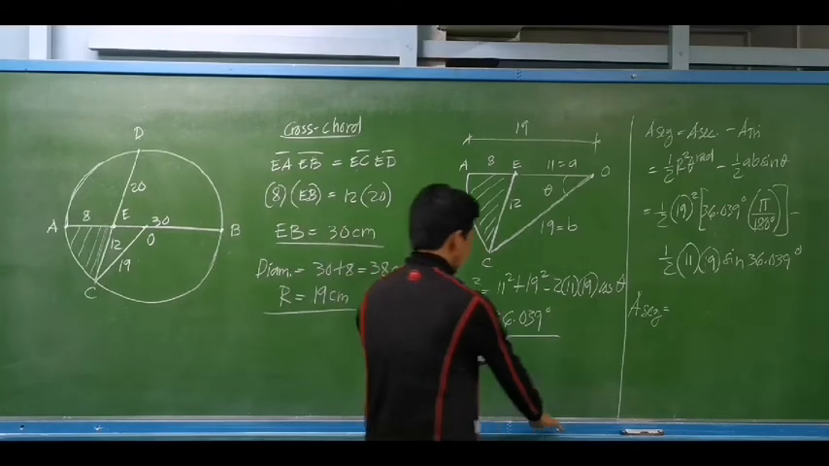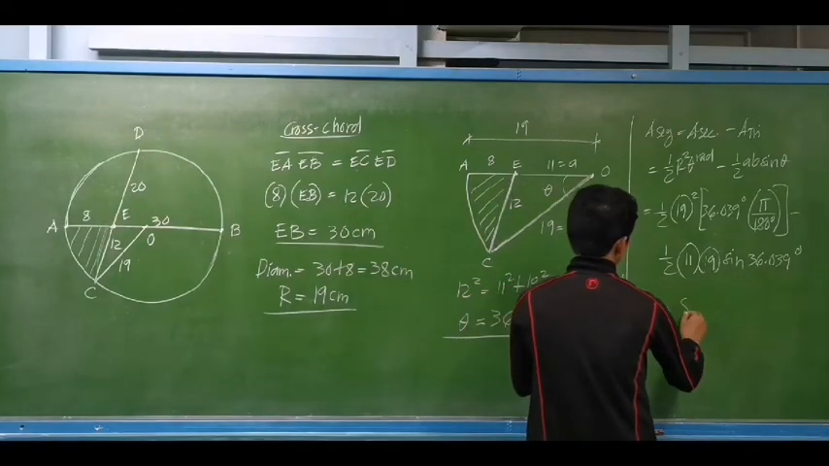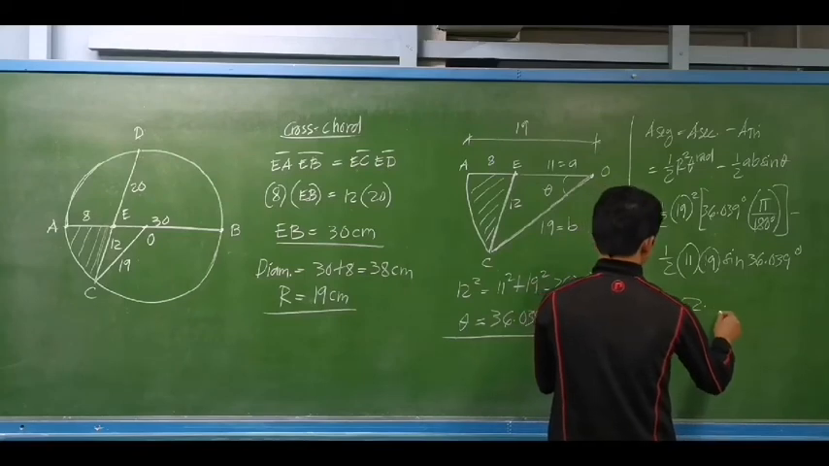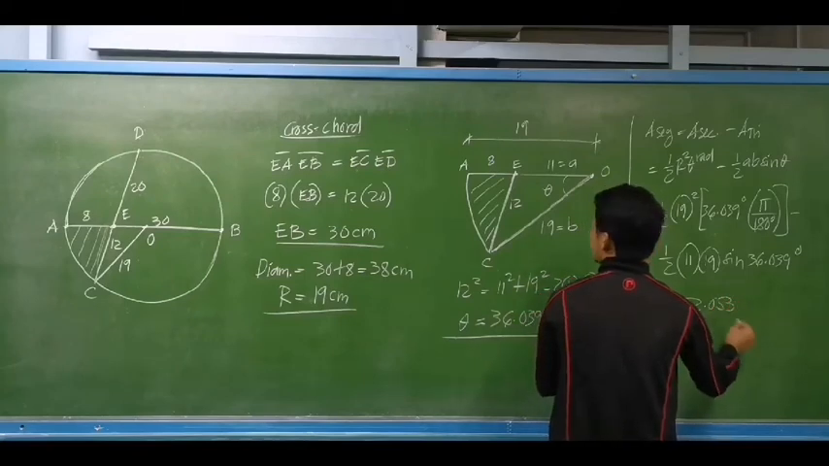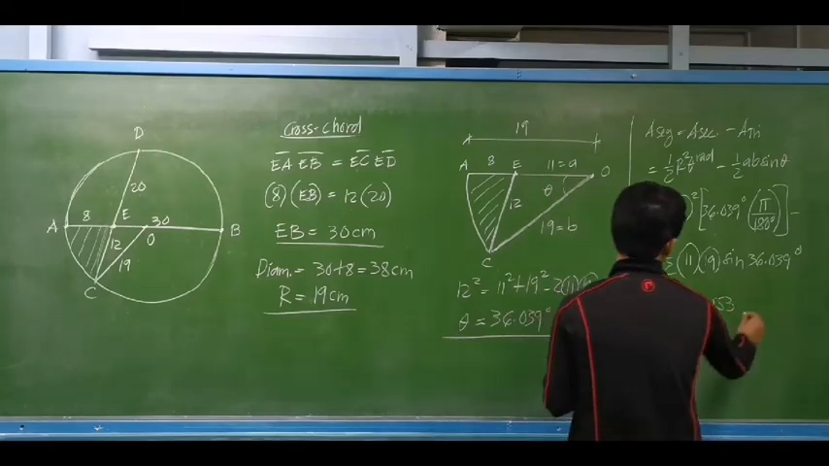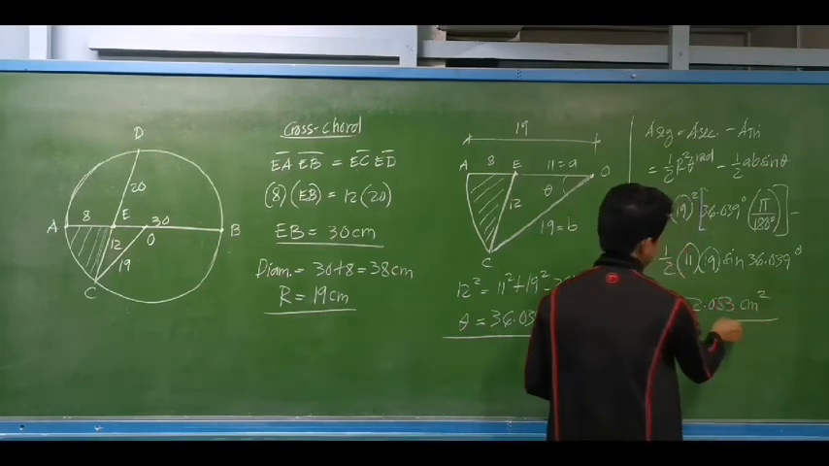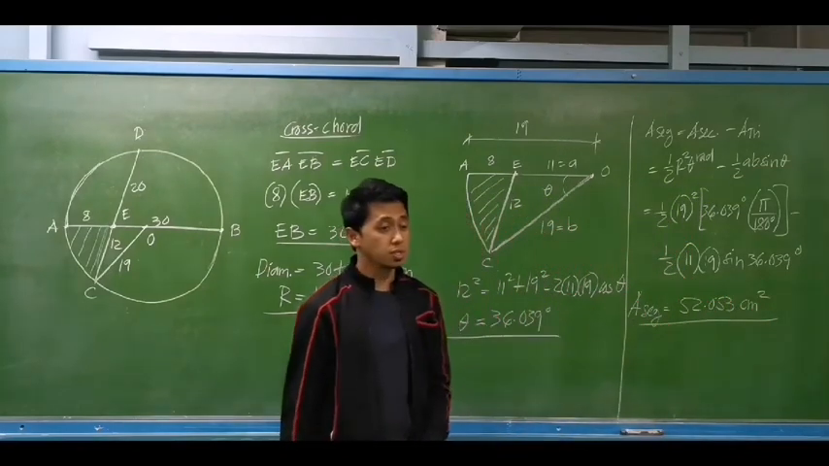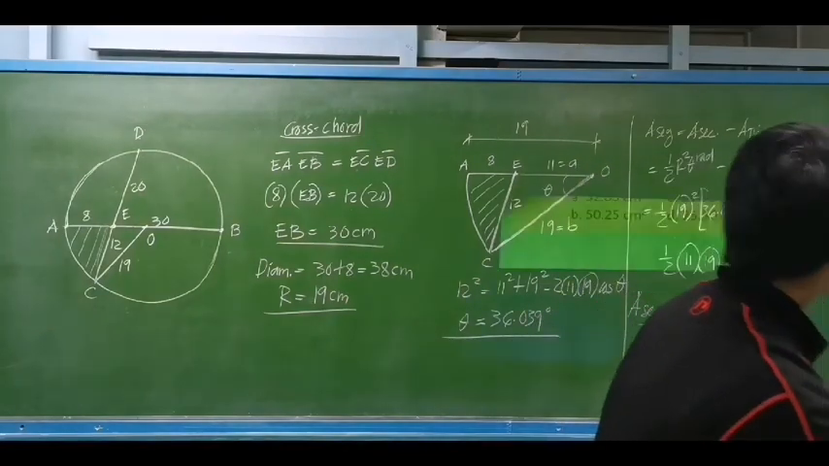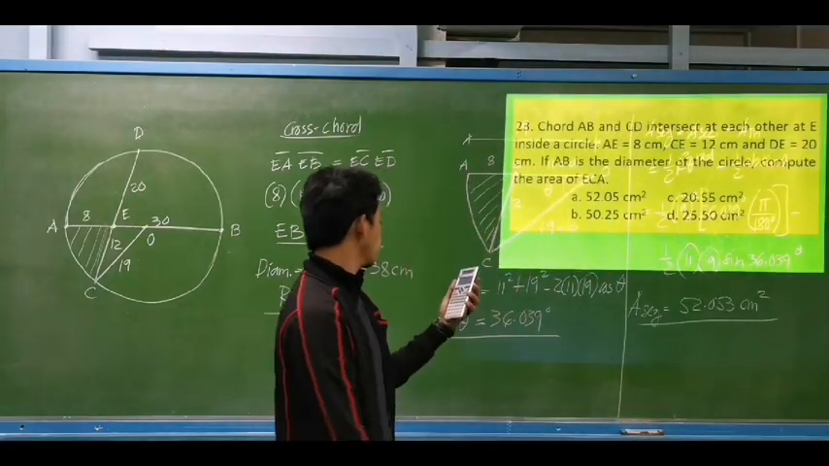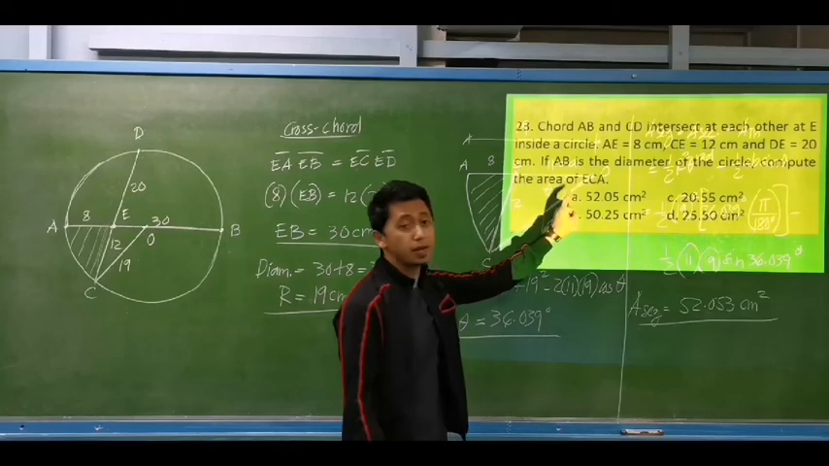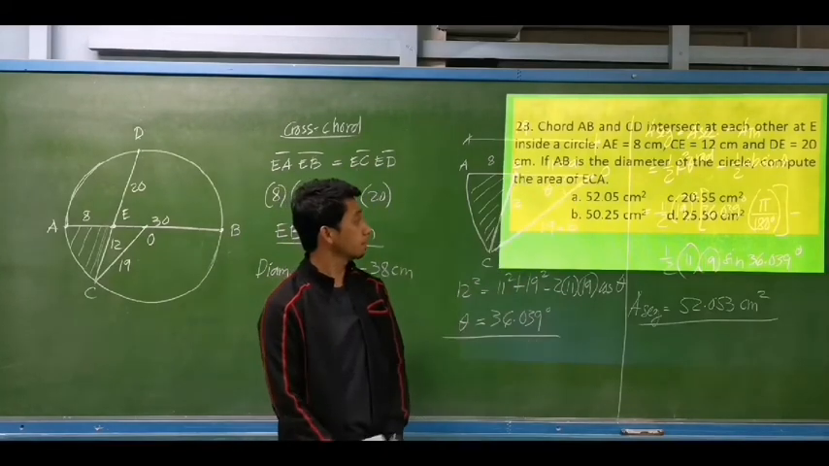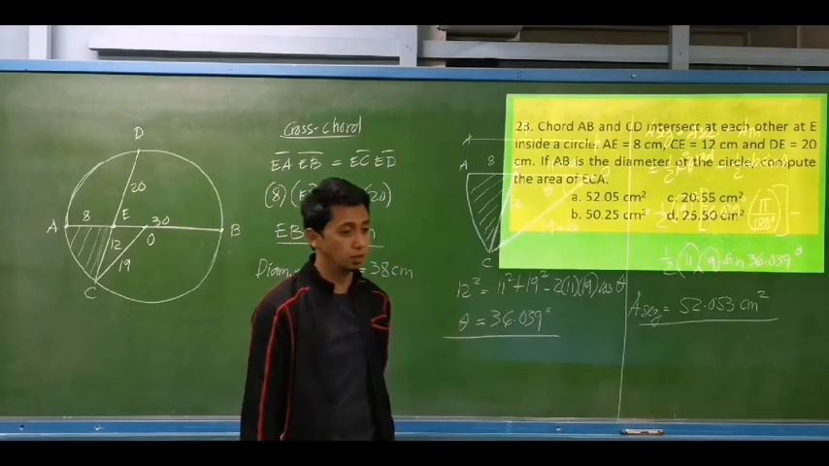So you have the area is equal to 52.053. I think this is in square centimeters. So that's the exercises natin. 52.053, we have letter A, that is 52.05 square centimeters. Yun na yung sagot natin.